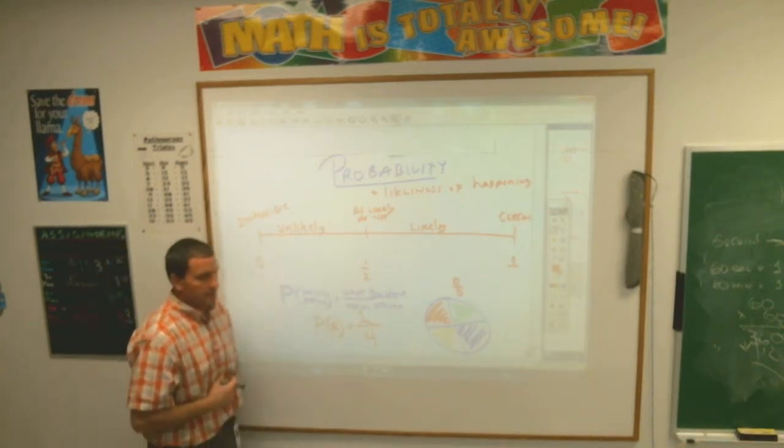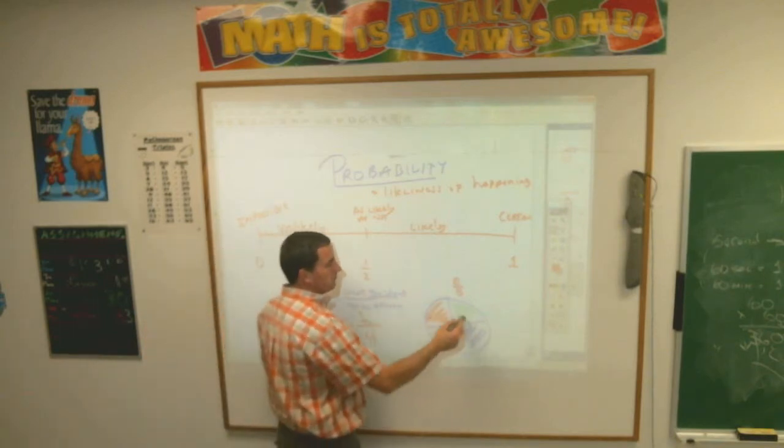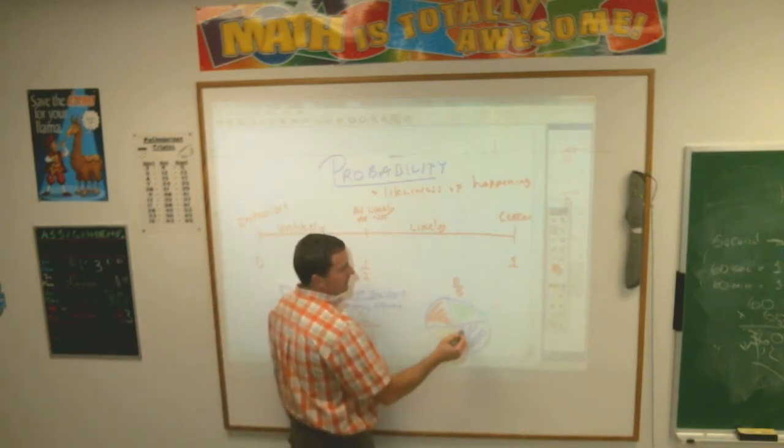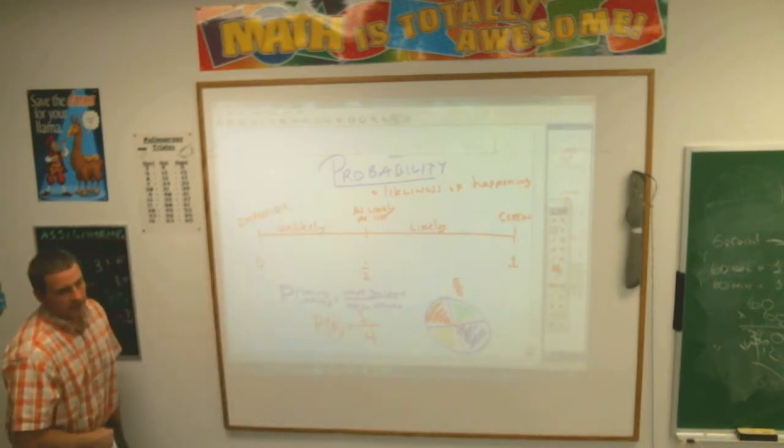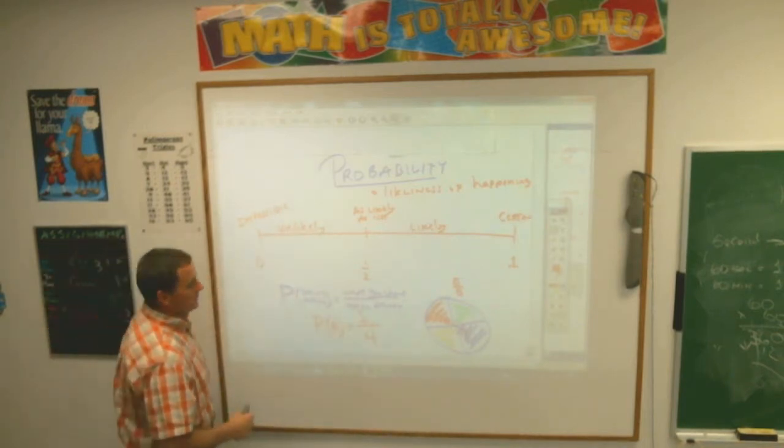Okay, so there's a 1 in 4 chance, 1 out of 4 chance. It's unlikely that I'm going to spin and get a red. Well, let's try. Oh, look, it happened. I got a red. Okay, it's going to happen 1 out of 4 times. Probably not the next 3 times, maybe not.